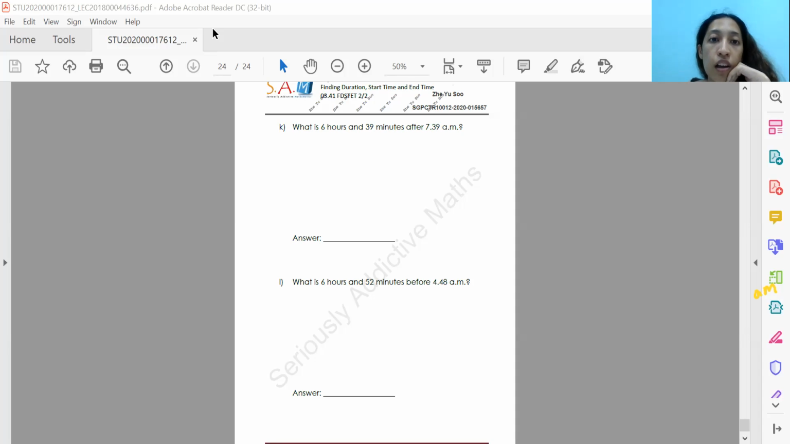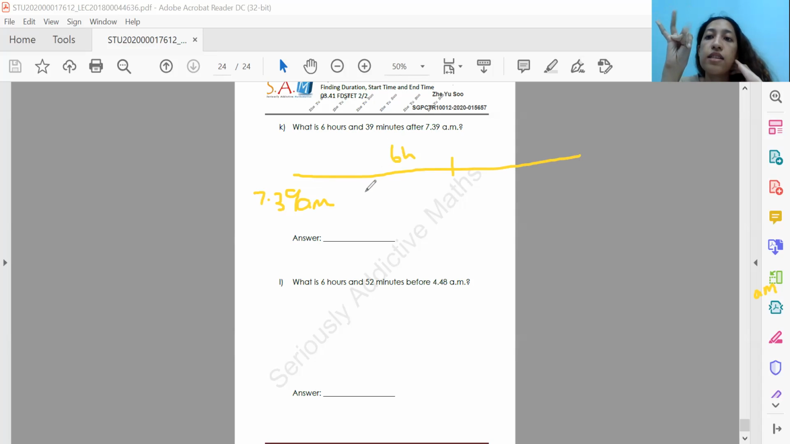Okay, so what is 6 hours, 39 minutes after 7:39 a.m.? So this is after, we put our time at the very start of the timeline. 6 hours later would be 7, 8, 9, 10, 11, 12, 1. So it's 1:39 p.m. Now let us do 1:39 to 1:40. That would be 1 minute, right?